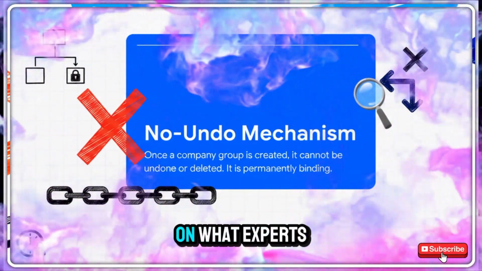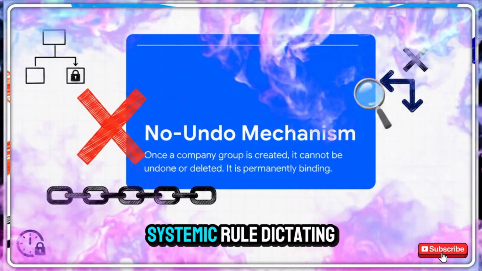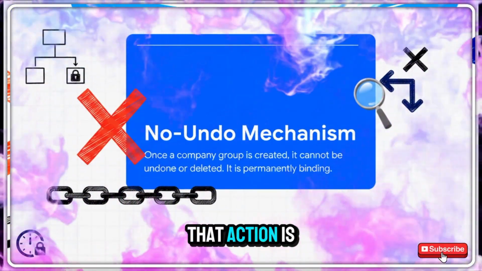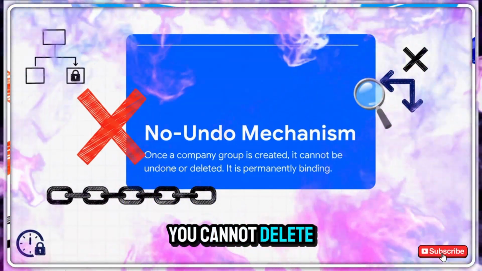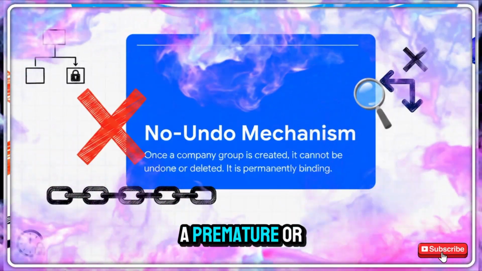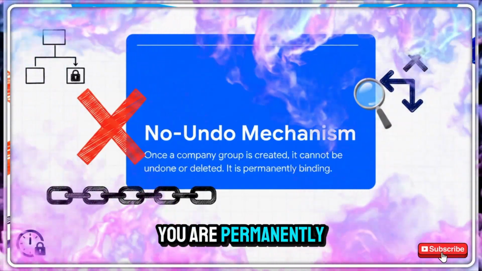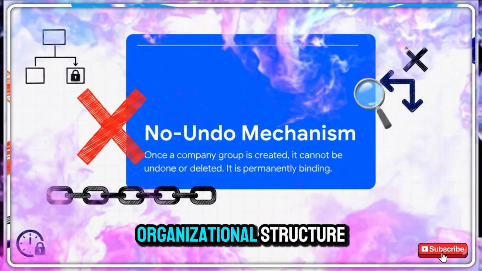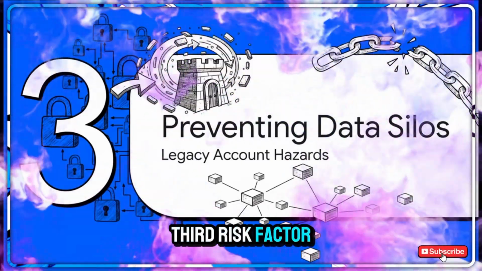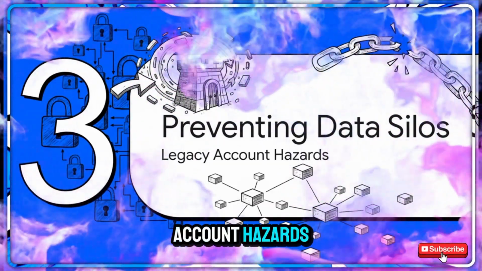The platform operates on what experts call a no-undo mechanism. It's a rigid systemic rule dictating that once a corporate entity group is initiated within the portal, that action is permanently binding. You cannot delete it, you cannot reverse it. The cause and effect relationship here is pretty stark. A premature or incorrect account creation triggers this mechanism, and boom, you are permanently locked into a flawed organizational structure. Which brings us perfectly to our third risk factor, preventing data silos and navigating legacy account hazards.